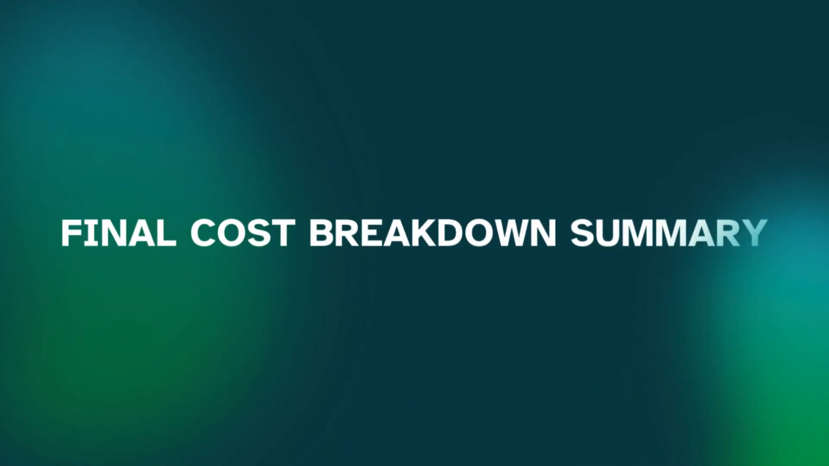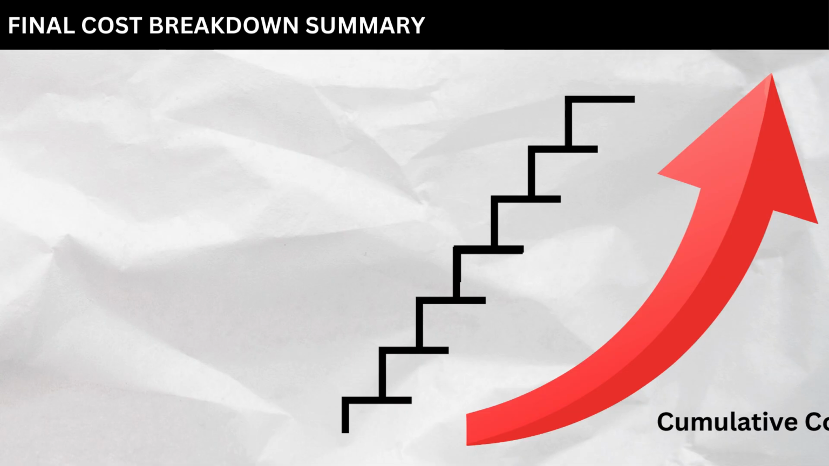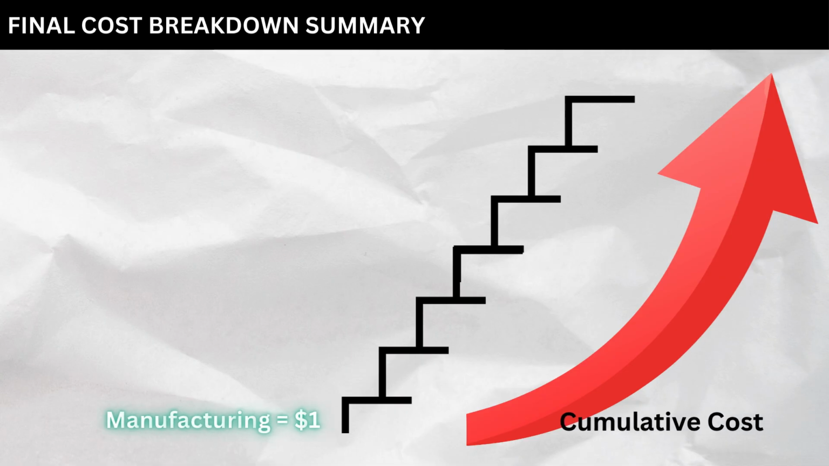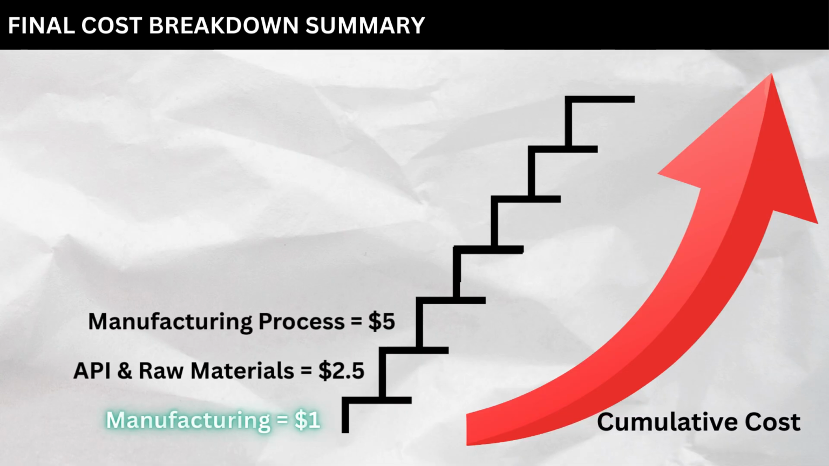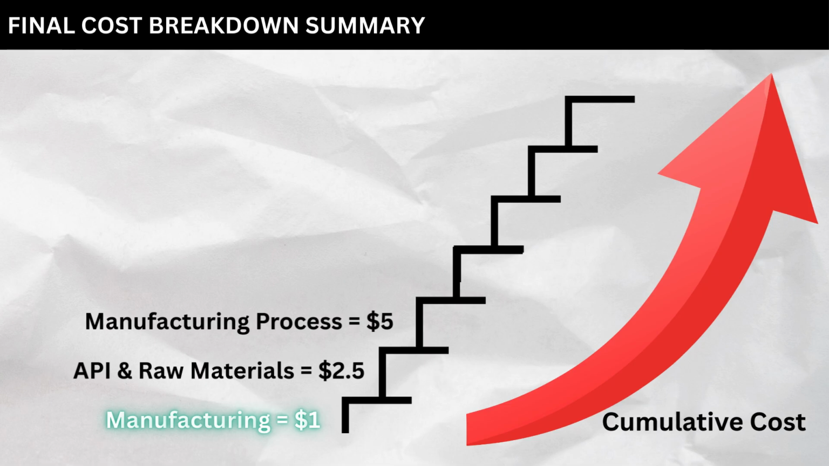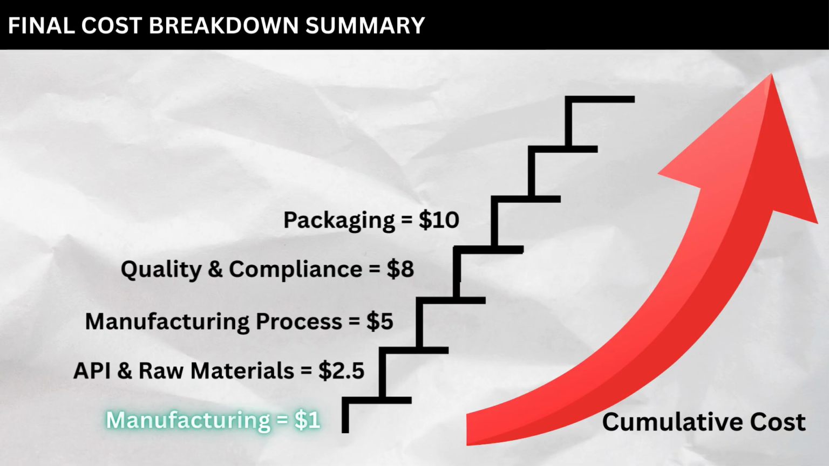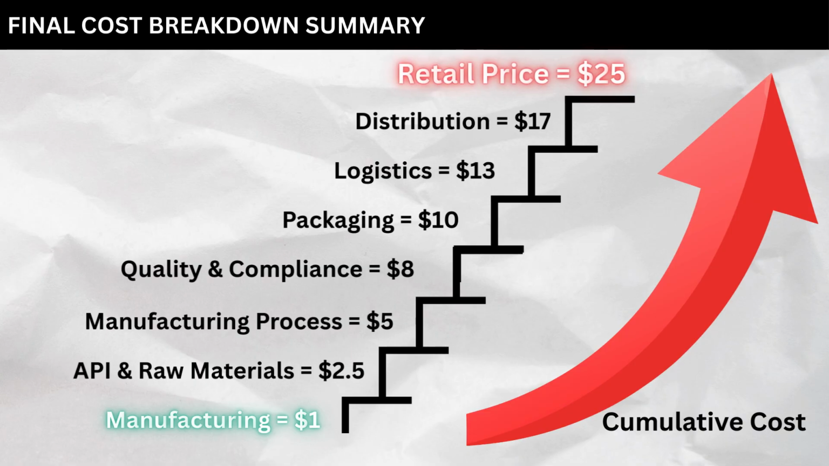Final cost breakdown summary. Let's recap the journey. Manufacturing, $1. API and raw materials, $2.50. Manufacturing process, $5. Quality and compliance, $8. Packaging, $10. Logistics, $13. Distribution, $17. Retail price, $25. $1 to $25. Not because of one massive markup, but because of layered cost, risk, and regulation.